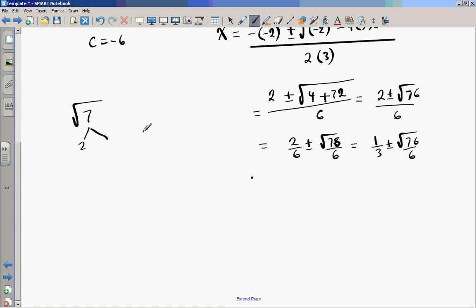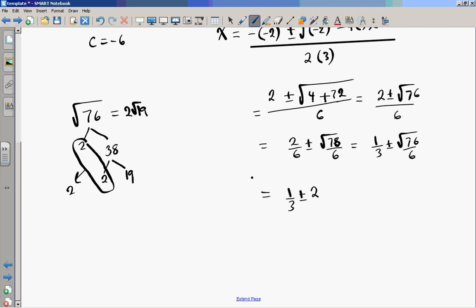Alright, so if I take out 2 from 76, I'm going to have 38. And then if I take out 2 from 38, I'm going to have 19. And since 19 is prime, I'll leave it alone. Okay, so these two 2's repeat, so they will break out as 2. So this becomes 2 root 19, alright? So our result can be broken down further into 1 over 3 plus or minus 2 root 19 over 6.